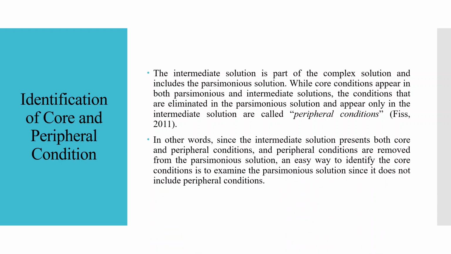In other words, since the intermediate solution presents both core and peripheral conditions, and peripheral conditions are removed from the parsimonious solution, an easy way to identify the core condition is to examine the parsimonious solution, since it does not include the peripheral conditions. Let's try to understand this entire concept.